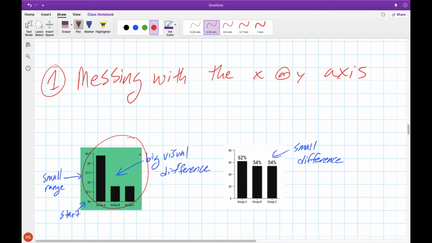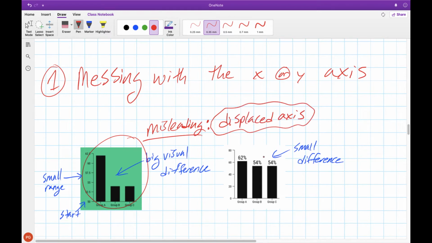This is misleading. And this is probably the most common way that people mislead you using graphs: they change where the graph starts and ends. In the book, they call this displaced axis. So if a question ever talks about displaced axis, this is what they mean, not starting at 0. And this is usually used to make small differences appear like big differences.